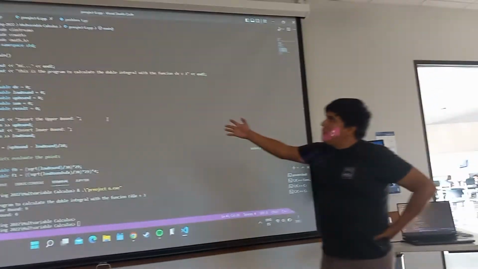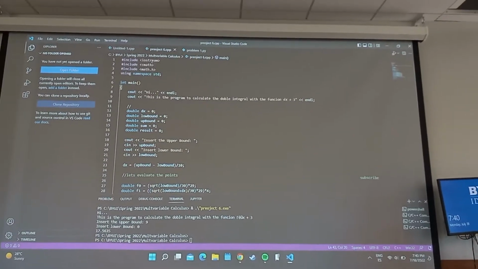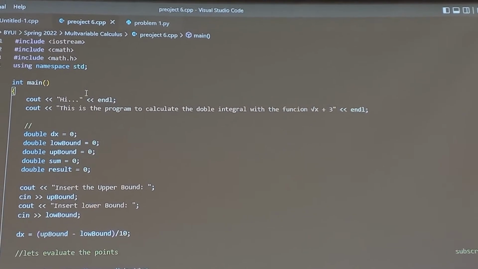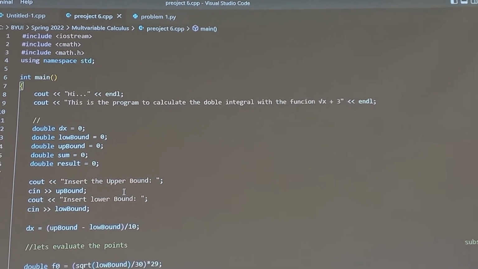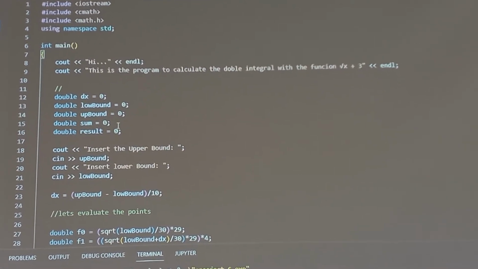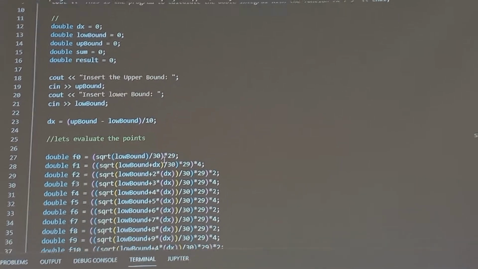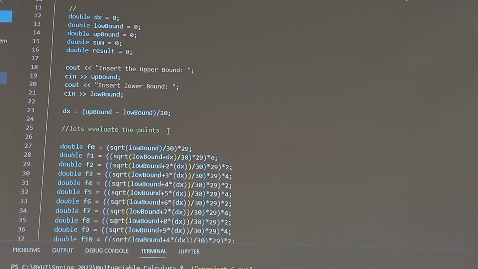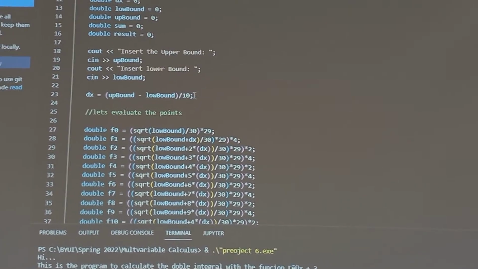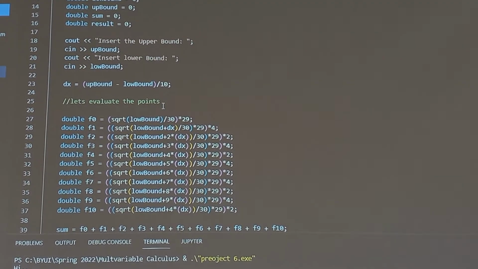Hello, now I'm going to explain the part of C++. As you can see, I include all of the libraries so we can do the math problems. I use the namespace std so we can use the functions cout and cin. Okay, and once I did the interface and set all of the variables, let's go to the part that we're most interested in. Calculate the dx, upper bound minus lower bound, all divided by 10 because we're going to have 10 iterations. Okay, now let's evaluate the points.